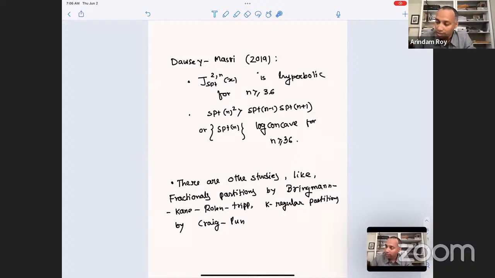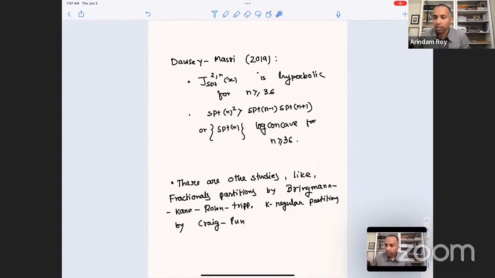And then very recently, there is a paper by Brinkman, Kane, Rolen, Ben Kane, Rolen, and Zach Tripp. They look at the generating function for the partition function, which with some adjustment gives you a modular form. Then you take a kth power of that generating function, so the corresponding coefficients are fractional powers of the partition function. They consider the corresponding Engel polynomial, mostly degree 2 and degree 3, I think, and they study its hyperbolicity.